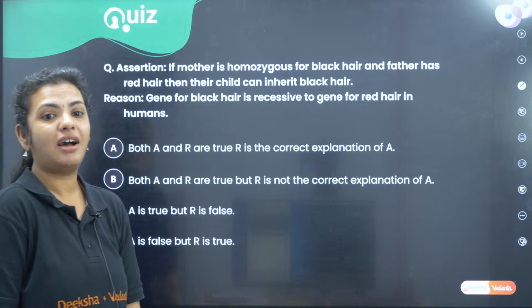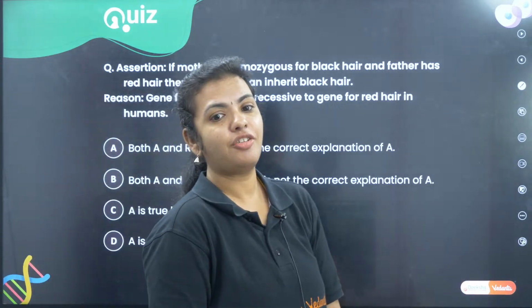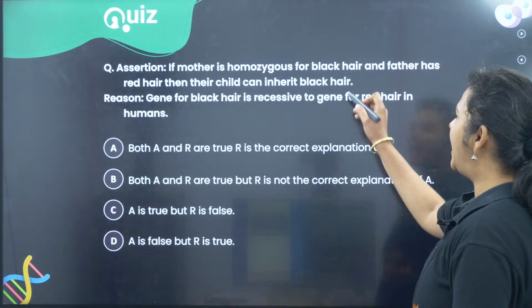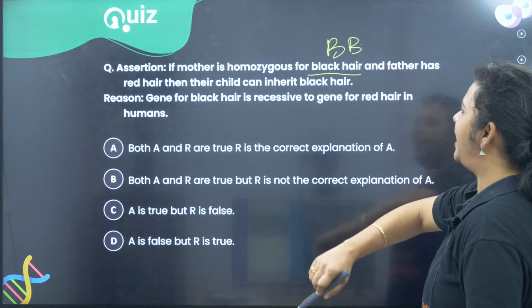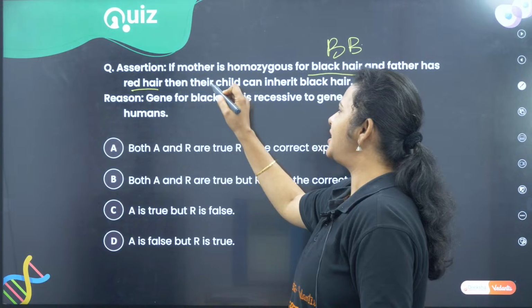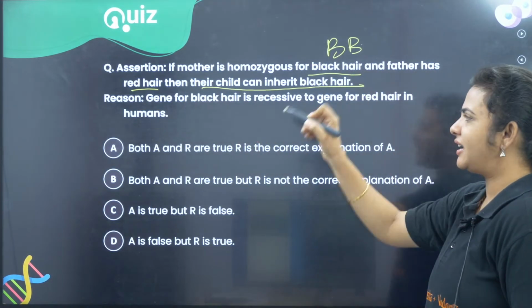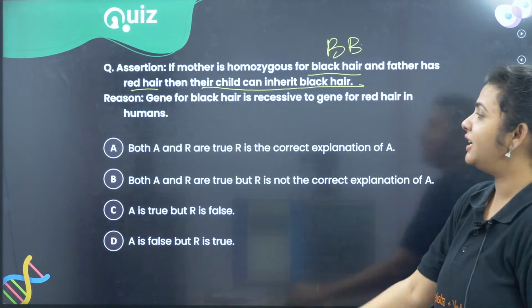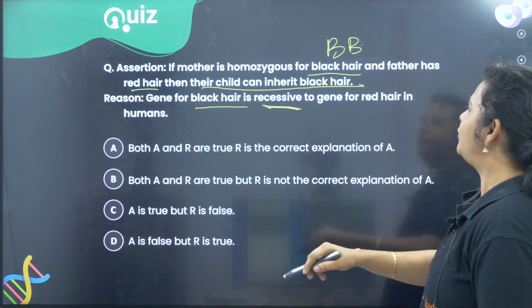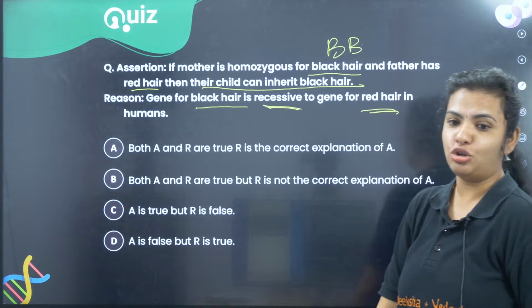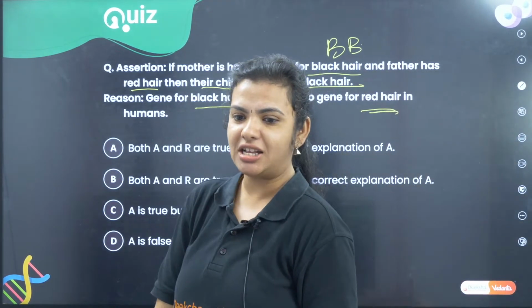So, we have hair colors here. If mother is homozygous for black hair, father has red hair, they say child can inherit black hair, and they are saying the reason is black hair is recessive to the red hair in humans. What do you think is the answer?